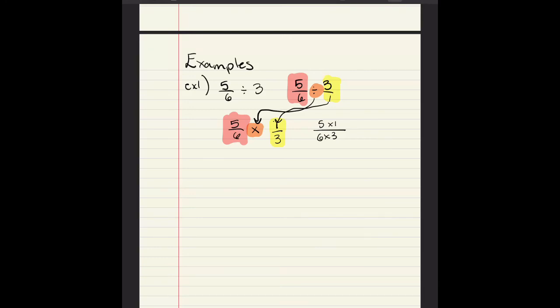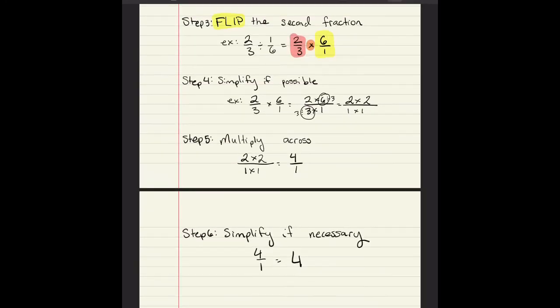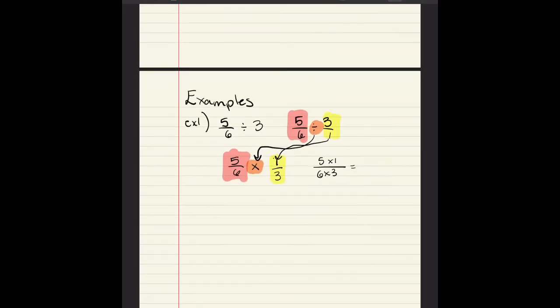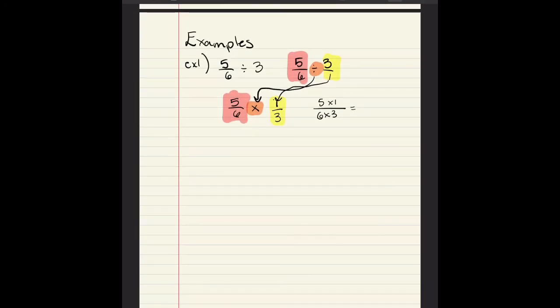Now I can just multiply across. So if we look back at our steps, I'm skipping step 4, which was to simplify first, if possible, because we can't simplify first, right? So we're going straight to multiply across, and then we can simplify afterwards if we can. So 5 times 1 equals 5, and 6 times 3 equals 18.